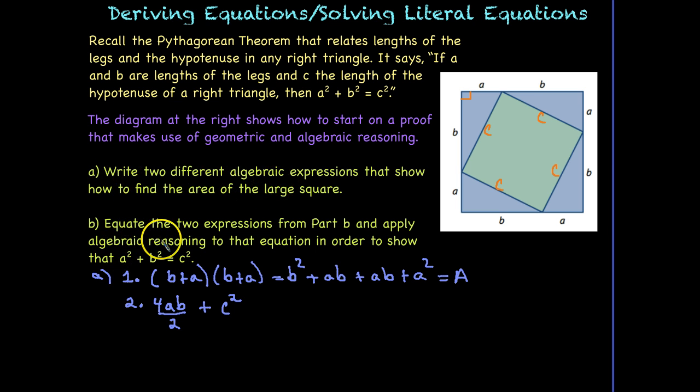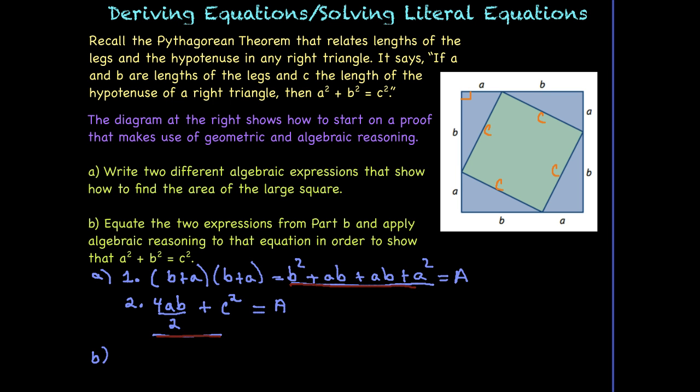Now in B, we want to equate these two expressions and apply our algebraic reasoning in order to show that we have A squared plus B squared equals C squared. So let's try that. Okay, think about what we have here. We have this whole equation, B squared plus AB plus AB plus A squared, which equals the area. And then we have this equation, which also equals the area. Okay, so how can we combine all these together? Well, we can take this equation, which is the area, and set it equal to this equation, which is also the area.